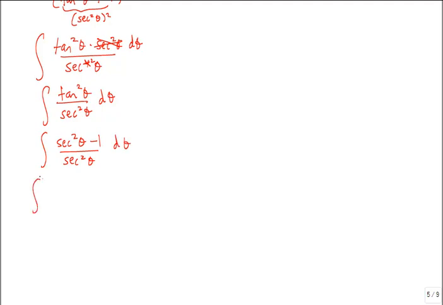And by doing that, now I can split this up into two separate fractions. Secant squared over secant squared is 1, minus 1 over secant squared. Well, what is 1 over secant squared? 1 over the reciprocal of cosine becomes just the cosine. So 1 over secant squared theta is just cosine squared theta.